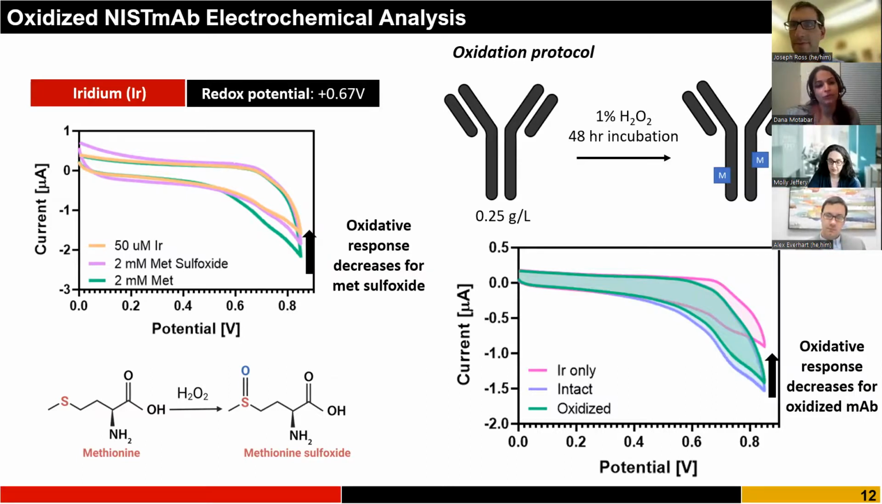This kind of simulates what happens in bioprocessing settings. So we just exposed our protein to hydrogen peroxide. And then the bottom plot shows the results of our electrochemical measurements. Similar to our methionine results, we see there is an increase in the oxidative response for the intact antibody. Then when the antibody is oxidized, the response decreases, and we're able to discern the difference between an intact and oxidized protein, which was great.